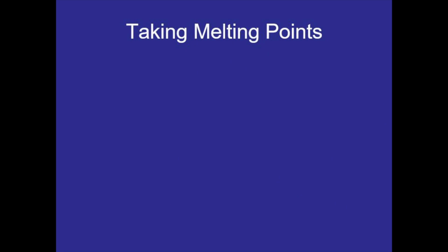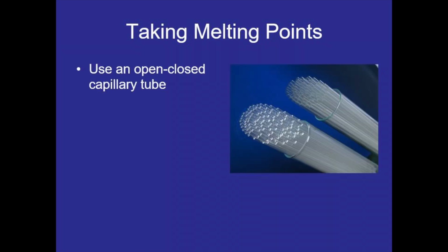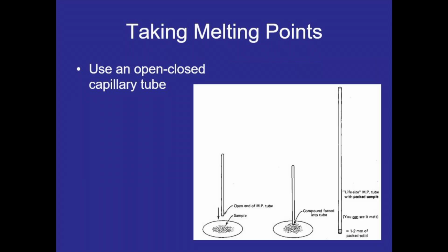To take a melting point, we'll be using an open-closed capillary tube, which look like this. And like the name says, one of the ends is open and the other is closed. So what we'll do is take the open end of the tube and press it onto the crystals, kind of spinning it around to force the compound into the tube. Then we can flip that upside down and tap it onto the counter until all of the crystals are at the bottom of the closed end.